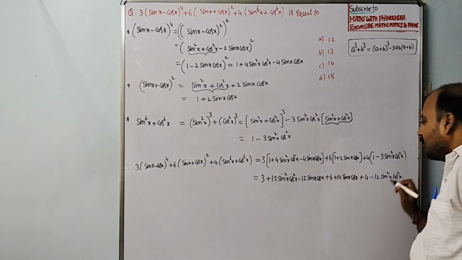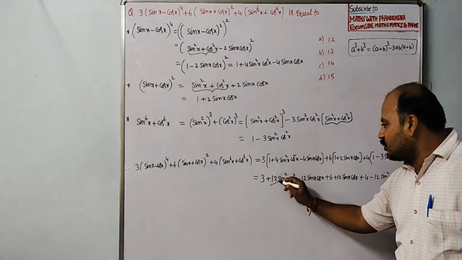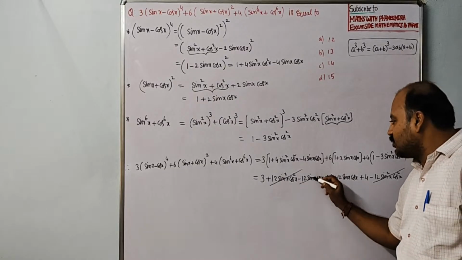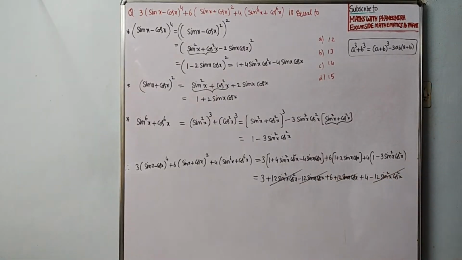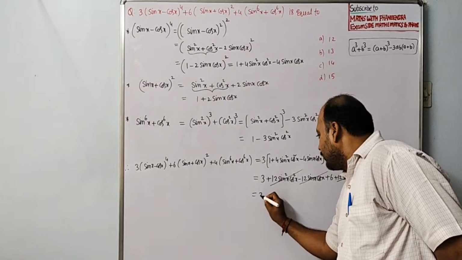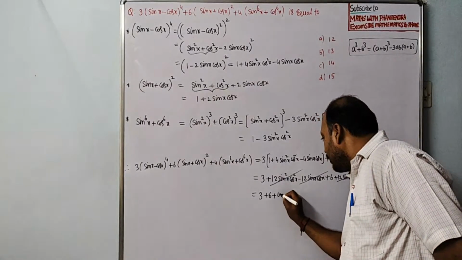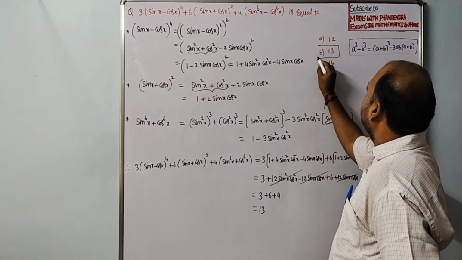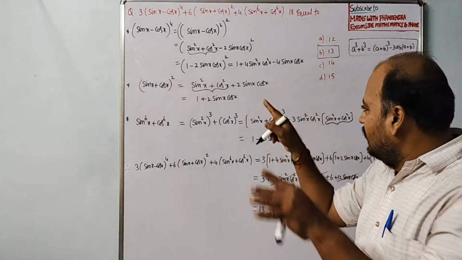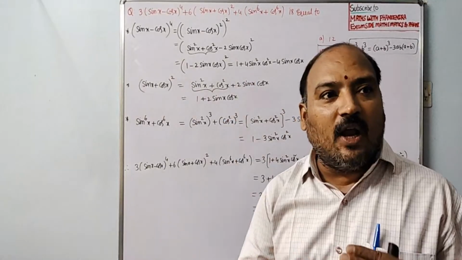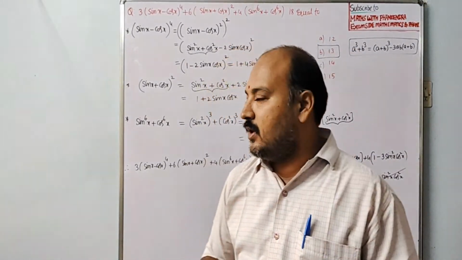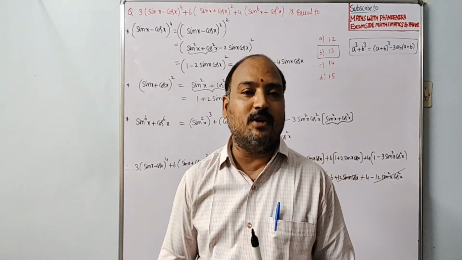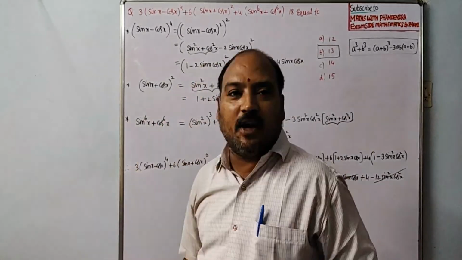Are you able to understand it, students? See here, plus 12 sin square x cos square x minus 12 sin square x cos square x cancel, and minus 12 sin x cos x plus 12 sin x cos x cancel. The rest of the things are 3 plus 6 plus 4, which is equal to 13. So we have the answer 13 in the second option. Dear students, this much procedure will help for descriptive answers for 10th class and 12th class students. This is the way steps are required.